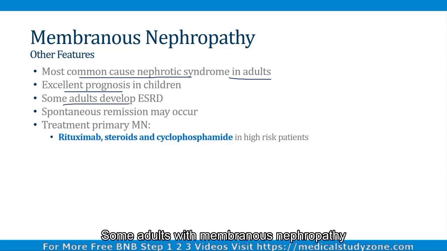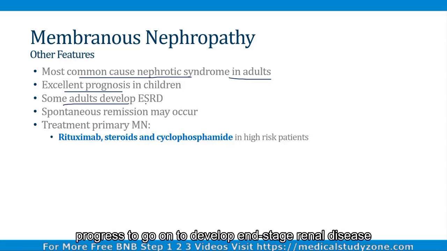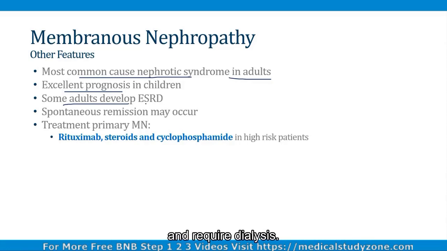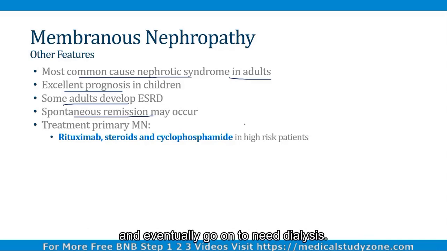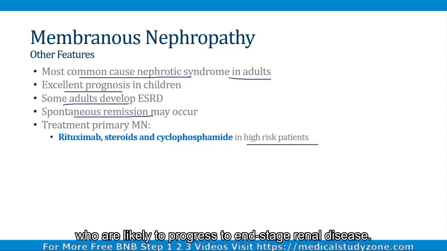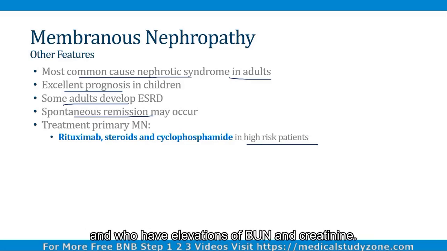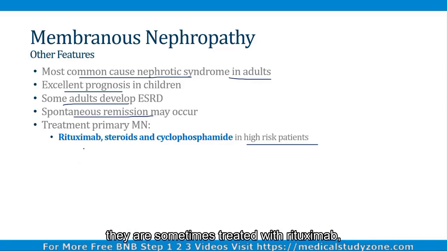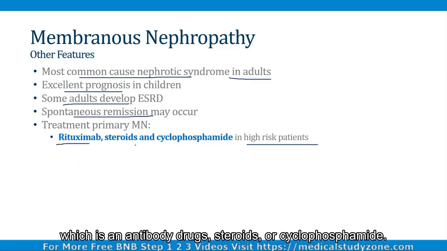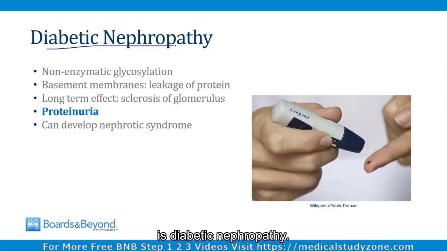Some adults with membranous nephropathy progress to go on to develop end-stage renal disease and require dialysis. In a lot of patients, spontaneous remissions occur, but some patients go on to develop rising creatinine and eventually go on to need dialysis. And there are well-described risk factors that identify high-risk patients who are likely to progress to end-stage renal disease. Generally, these are patients who are older and who have elevations of BUN and creatinine. And in those patients who are considered high risk, they are sometimes treated with rituximab, which is an antibody drug, steroids, or cyclophosphamide.